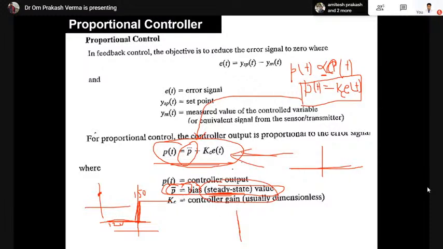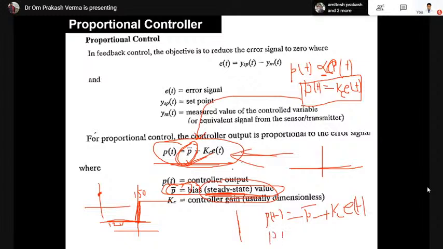Okay, so for that reference, we have taken some reference value and written it here. This is called the bias value that is mentioned here. Okay, so I think it is clear. So the final equation becomes Pt equals P bar plus Kc into Et, right? This is the general equation of the proportional controller.